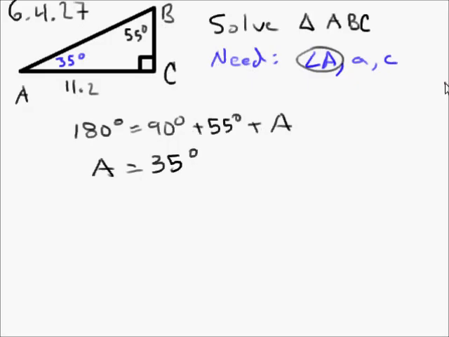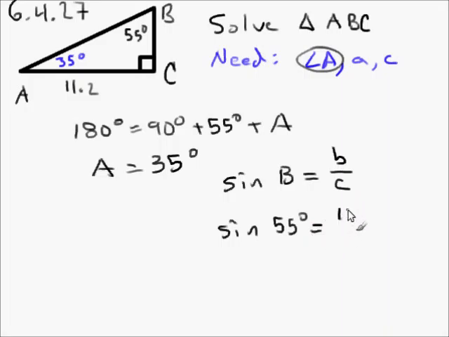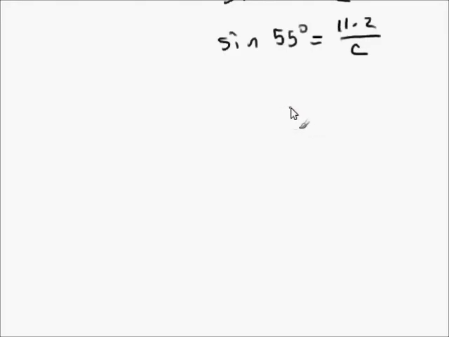Next, let's take a look at the sine of B. This could be interesting. Sine of angle B is little b over c. So the sine of 55 degrees is equal to 11.2 divided by c. A little bit of algebra will give us that little c is equal to 11.2 divided by the sine of 55 degrees.